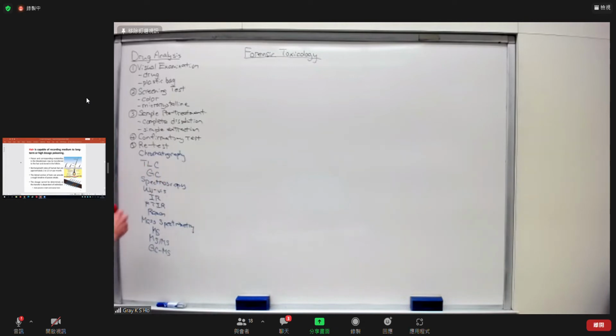So for the TLC, the parameter that we use for the identification will be the retention factor, that is the distance of travel on the thin layer substrate. And the identification will be tentative only, because we just separate the substance based on the polarity only. So different compounds may have similar polarity, and the distance of travel will be quite similar. So for the GC, we base on the retention time.